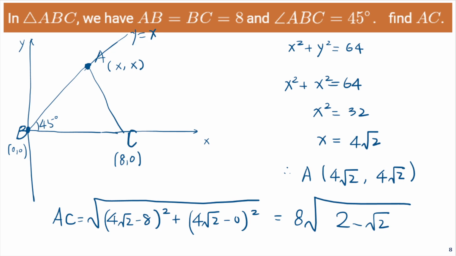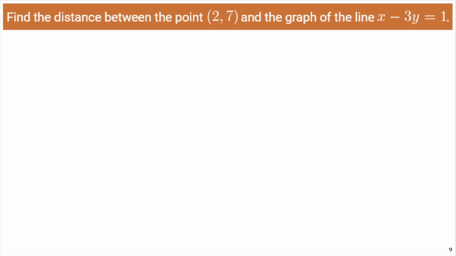Okay, if you don't have any questions, let's consider another problem. Can you find the distance between the point (2, 7) and the graph of the line x minus 3y equals 1?